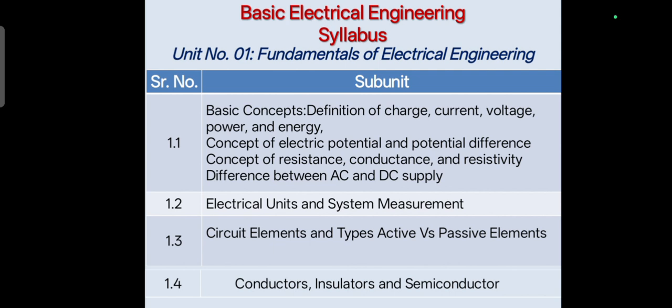So which are the different types of element that are used in an electric circuit, that we are going to discuss today. In this lecture we are going to discuss the different types of element, that is the active versus passive element, linear versus non-linear element, then bilateral and unilateral elements, and then lumped and distributed element. So these four different types of element which are used in an electric circuit, we are going to discuss today. Okay, so let's start with the active and passive element.